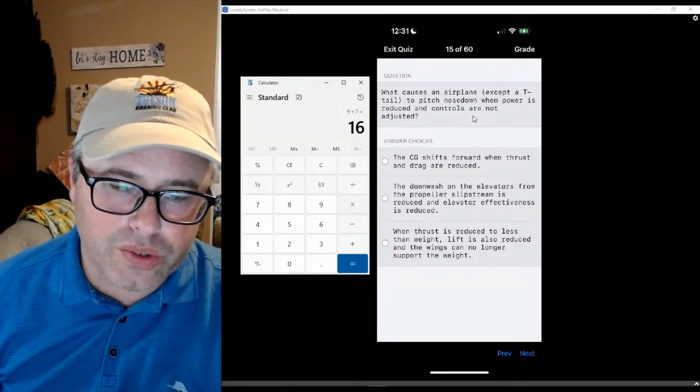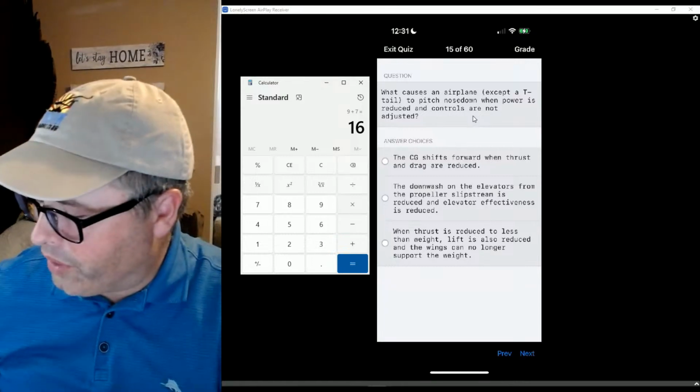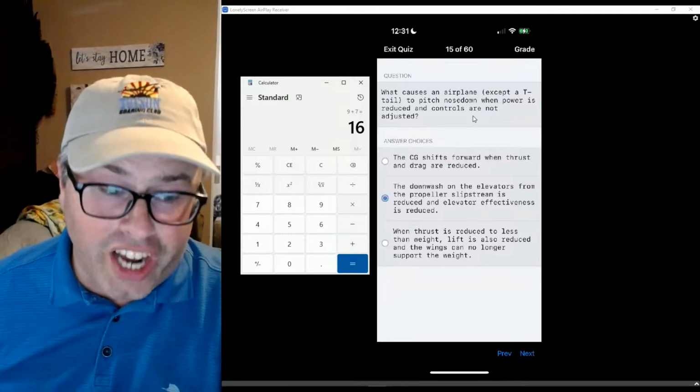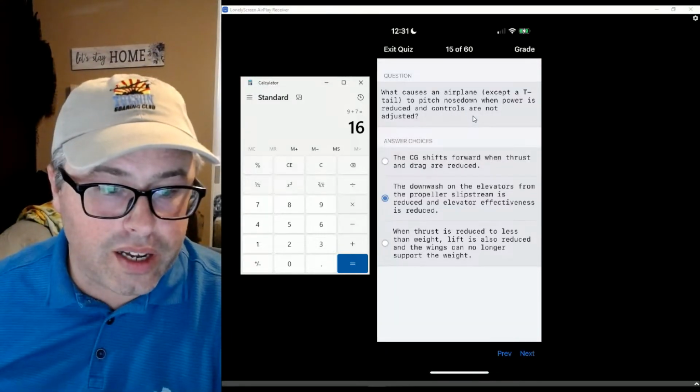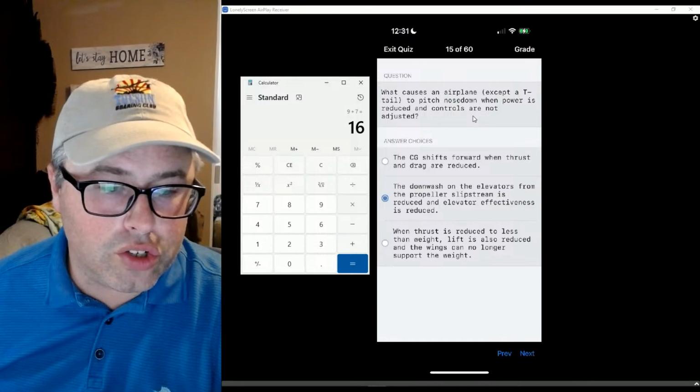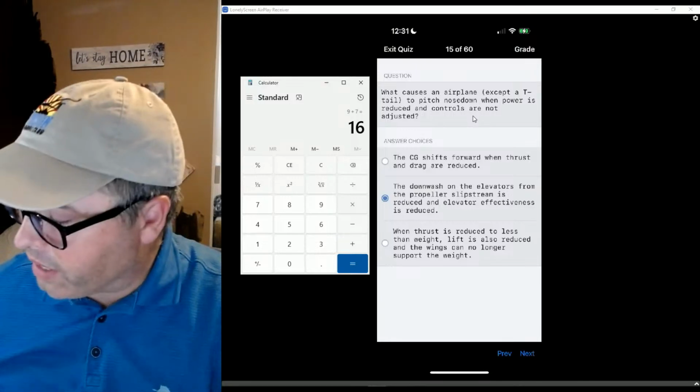When thrust is reduced to less than weight, lift is also reduced, and the wings can... no, no. It's a giant fan in front of the aircraft. When you turn it off, you have less downforce in the back.